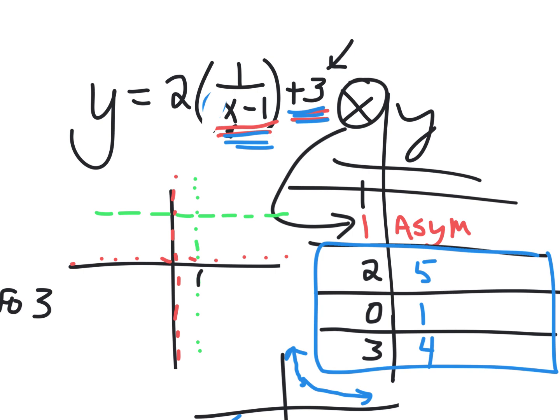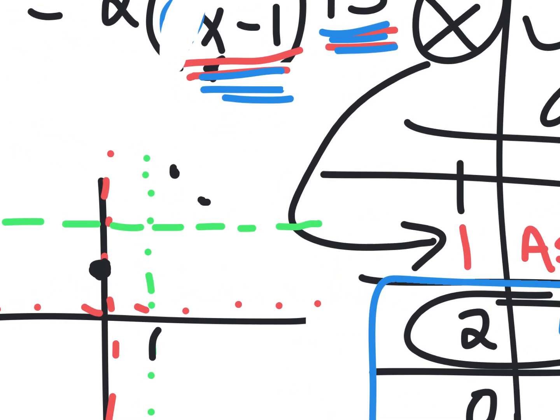Then if I graph these points, 2 comma 5, I'll have a dot for 2 comma 5, like right around here-ish. 0 comma 1 is like here-ish. And 3 comma 4 is like there-ish. Can you complete the rest of the picture? Yeah, you can. You don't need any more points. That's enough.